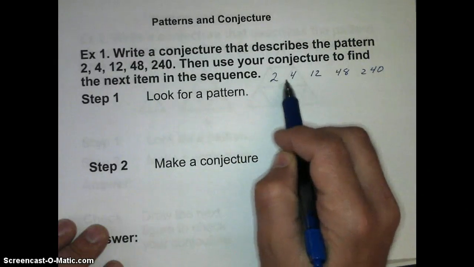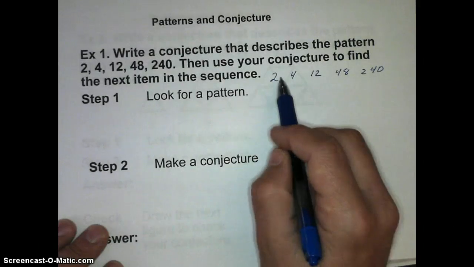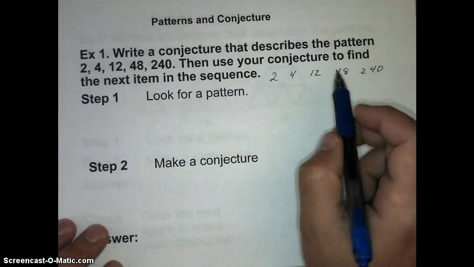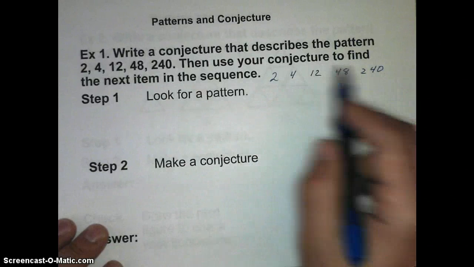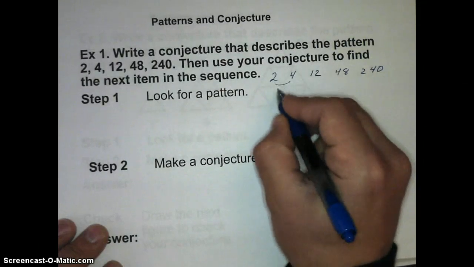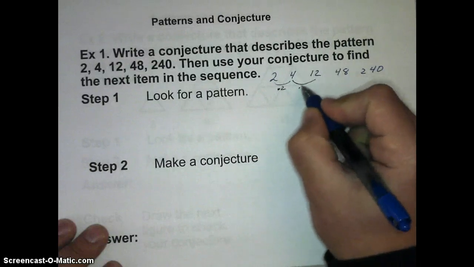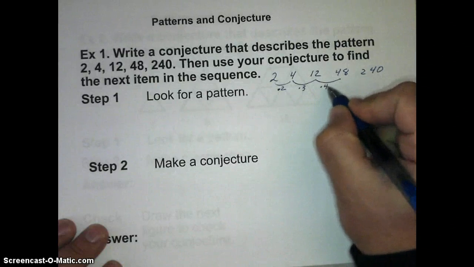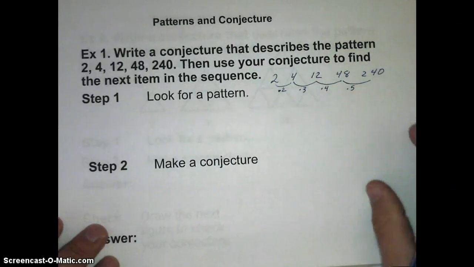2 plus 2 is 4. 4 plus 8 is 12. That's not really working. We make a big jump from 2 to 8, then 12 to 48 is an even larger jump, and so it's probably not adding something. Since we're getting quite large quite quickly, let's take a look at what you can multiply by. 2 times 2 is 4. 4 times 3 is 12. 12 times 4 is 48, and 48 times 5 is what gives us 240.